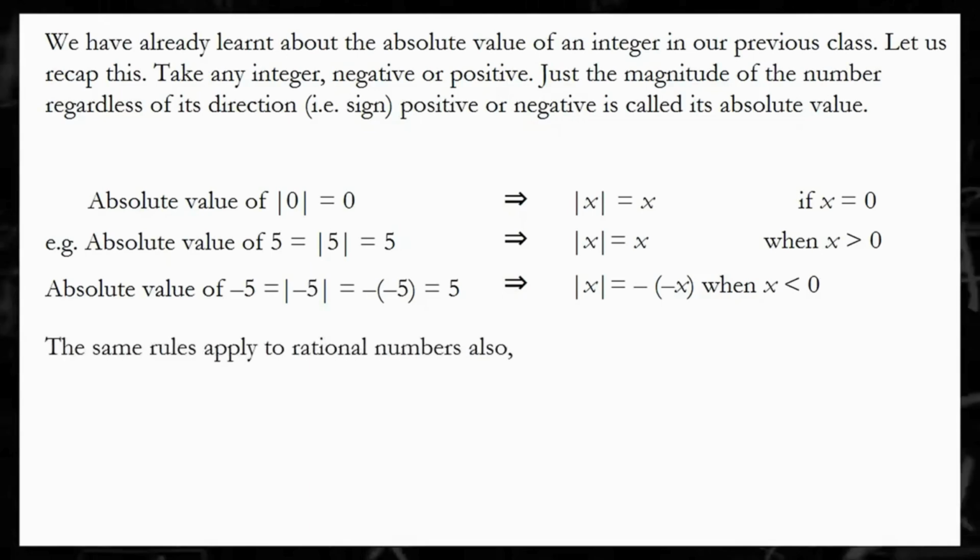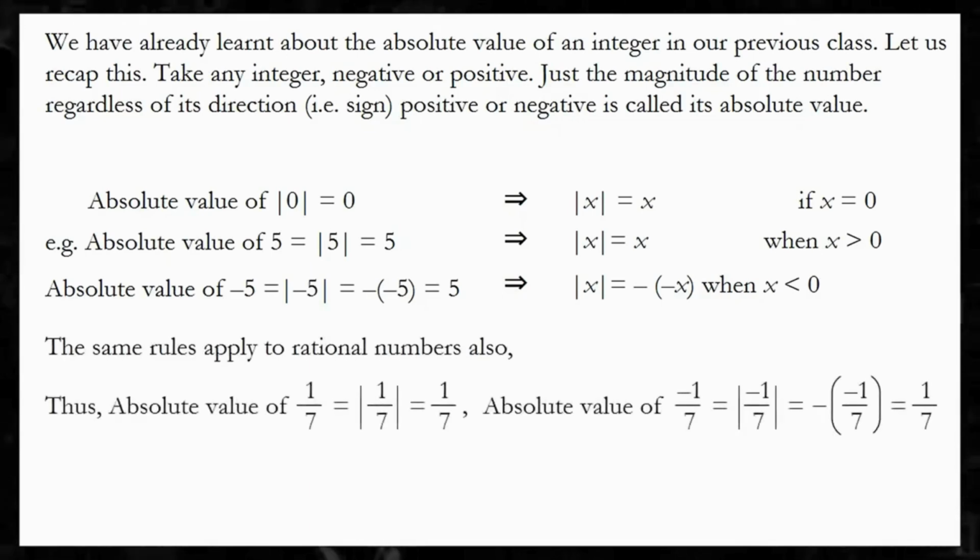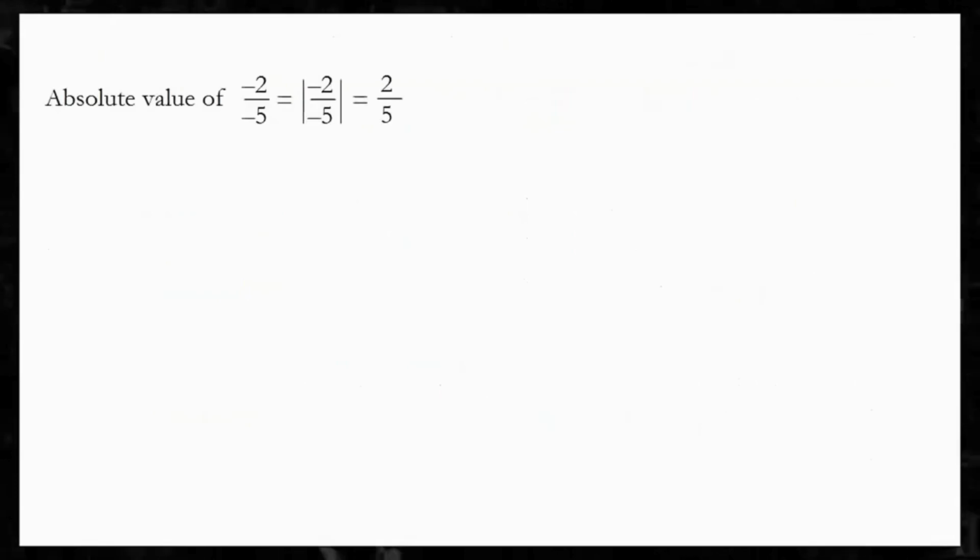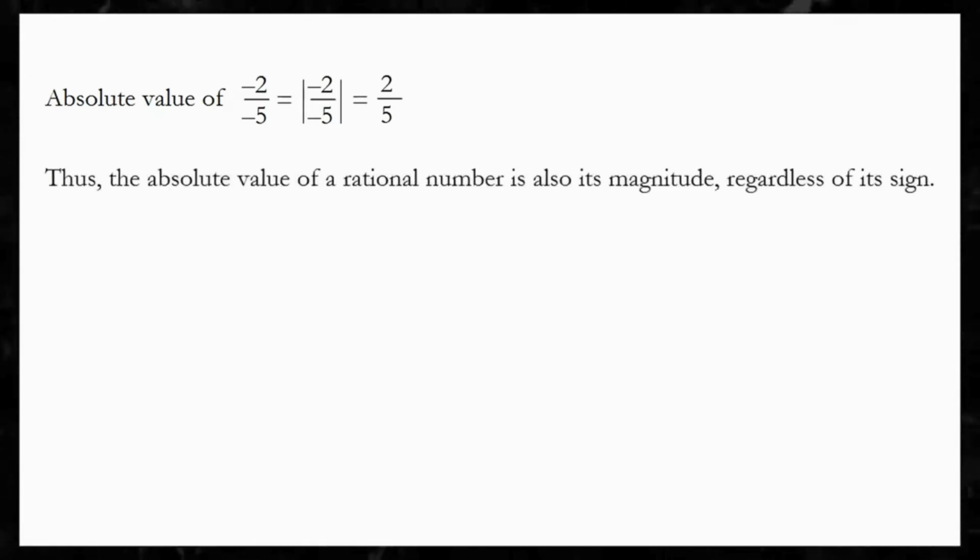The same rules apply to rational numbers also. Thus, absolute value of 1/7 is equal to |1/7|, which is equal to 1/7. Absolute value of -1/7 is equal to |-1/7|, which is equal to -(-1/7), which is equal to 1/7. Absolute value of -2/-5 is equal to |-2/-5|, which is equal to 2/5. Thus, the absolute value of a rational number is also its magnitude, regardless of its sign.